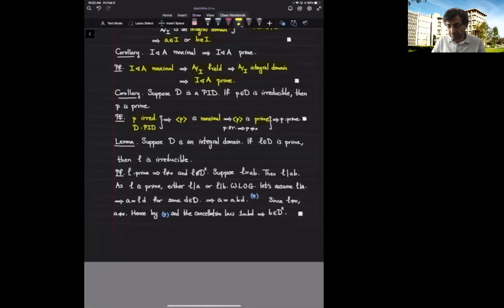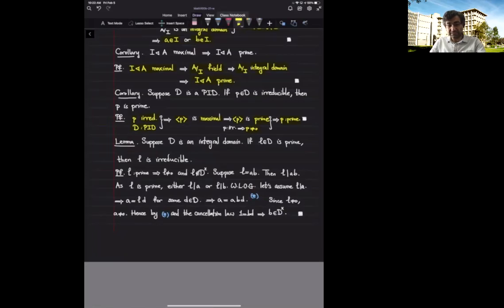P is irreducible, therefore it's not the zero element. The ideal generated by P is prime, therefore the element P is prime. So we deduce that in a PID, every irreducible element is prime.